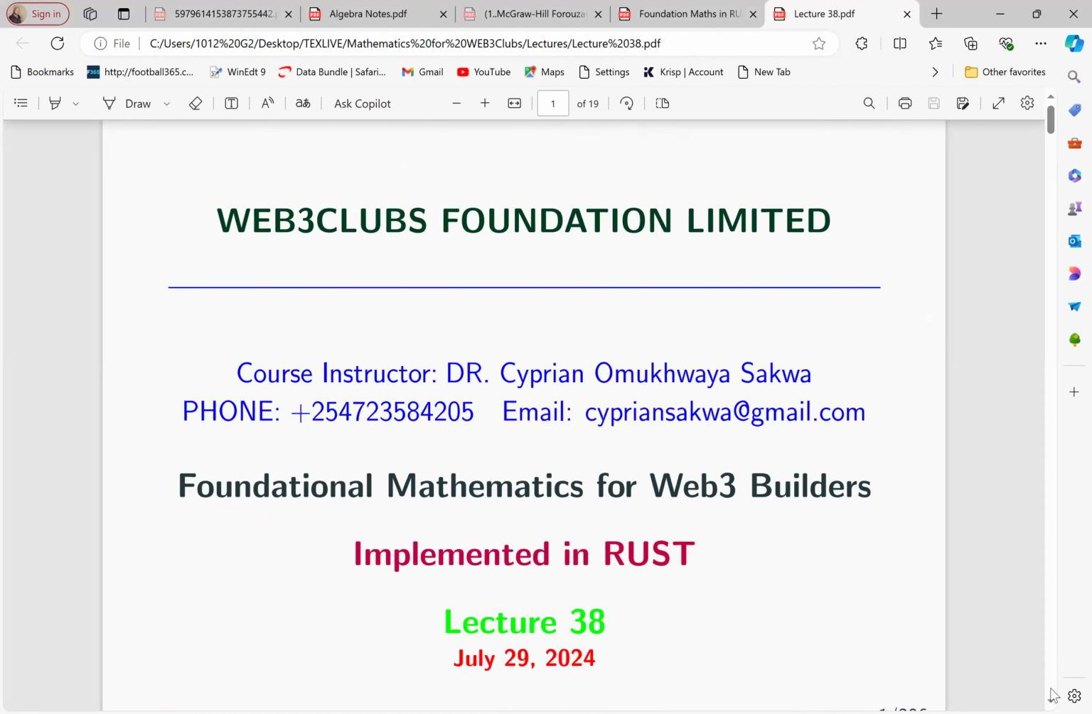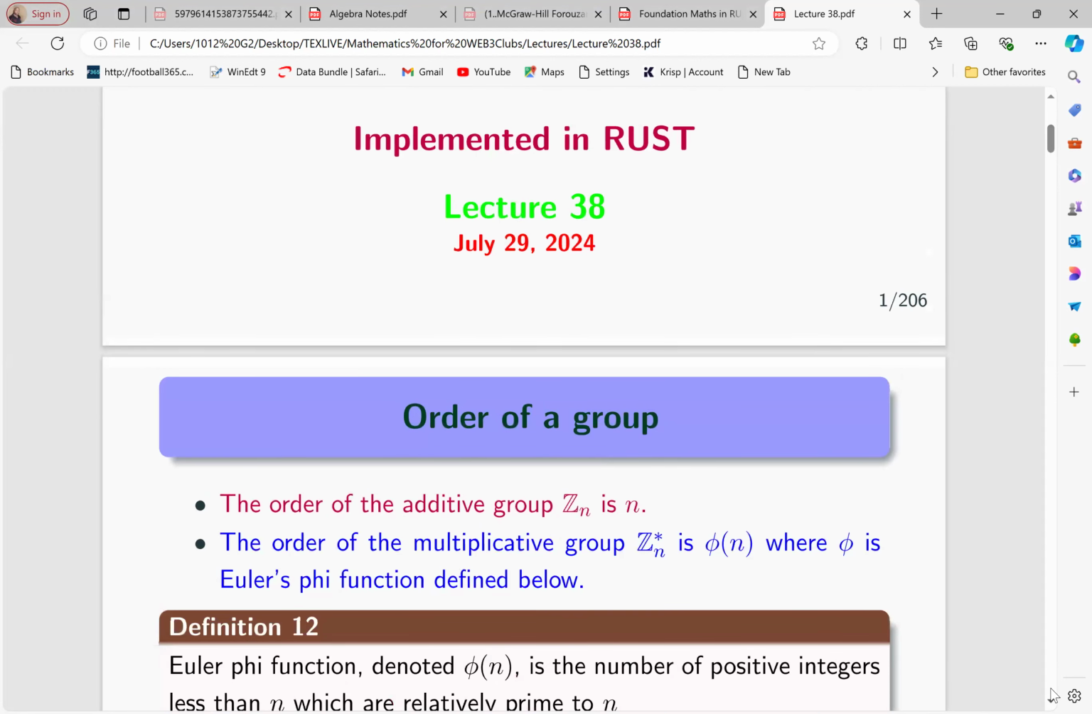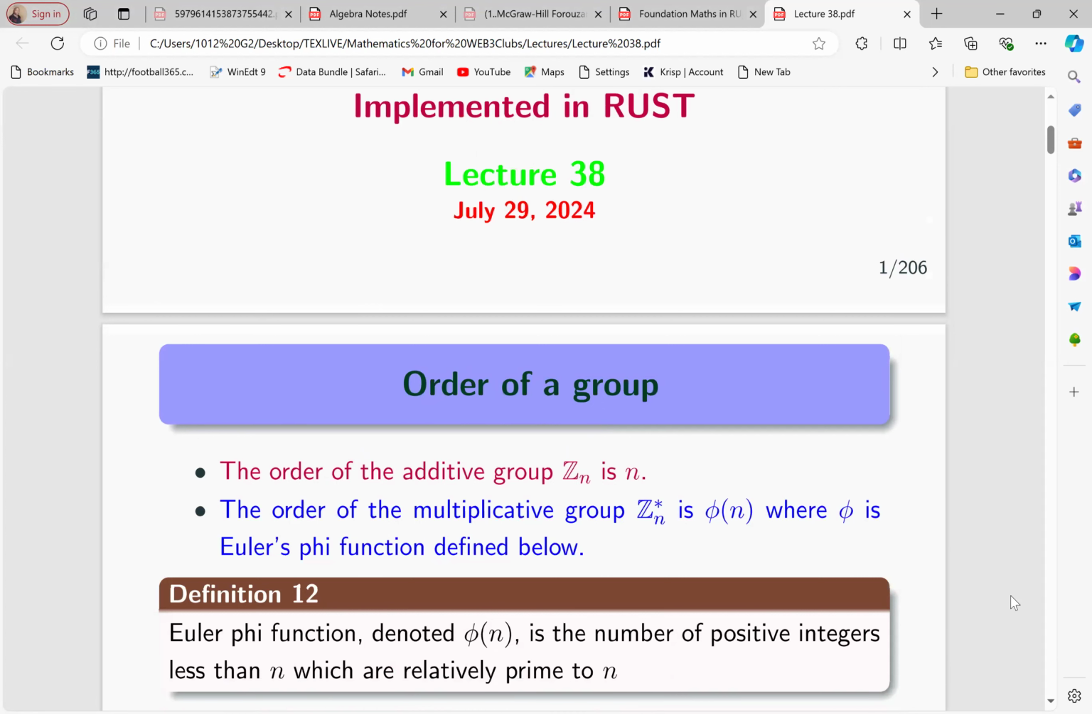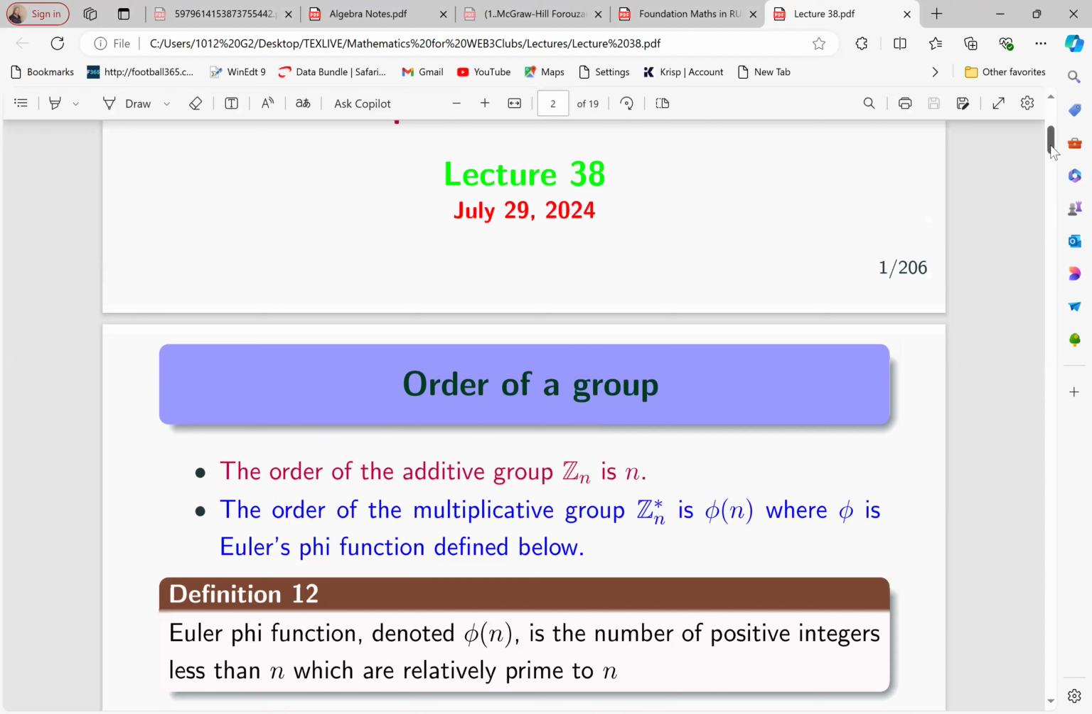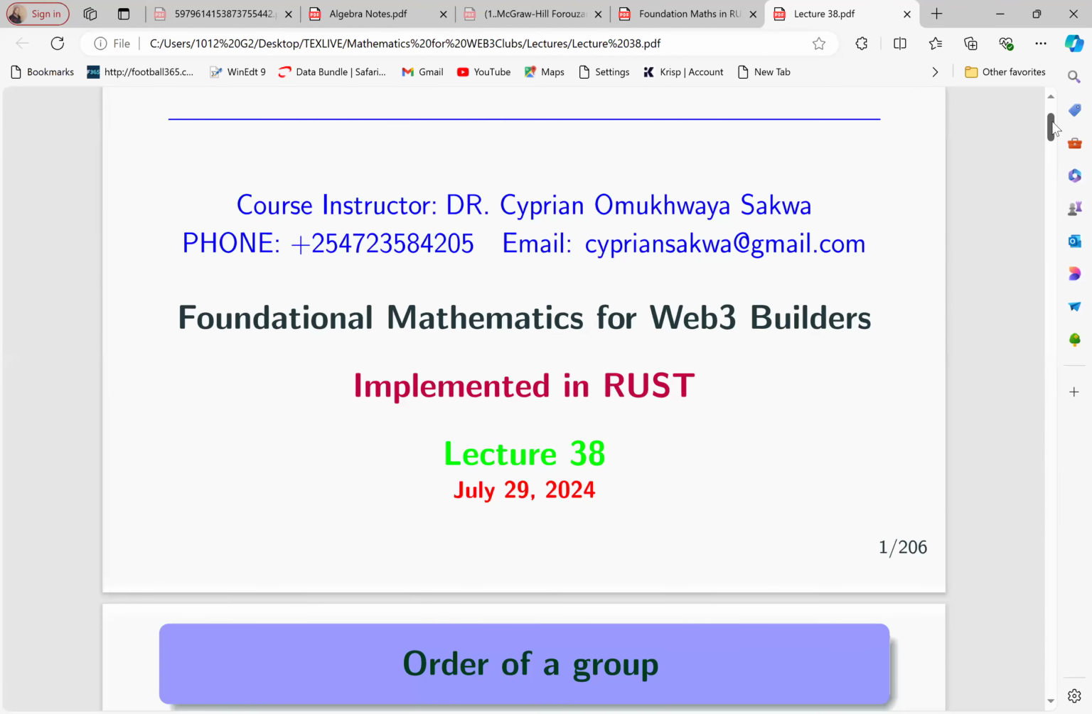Today we're supposed to look at order of a group. We began looking at groups the other time. So we want to know, when we talk of the order of a group, what do we mean? The order of a group means the number of elements in that group. That's what we mean by the order of a group.